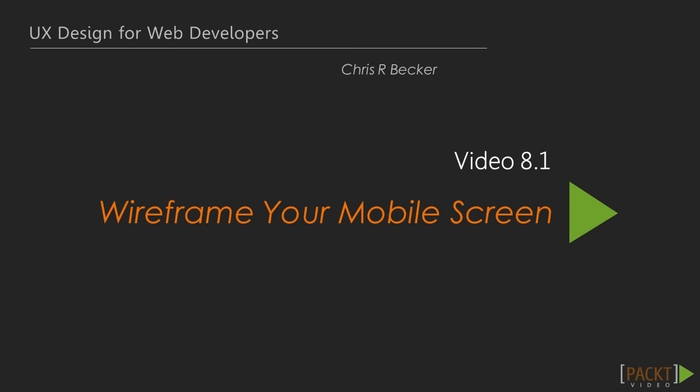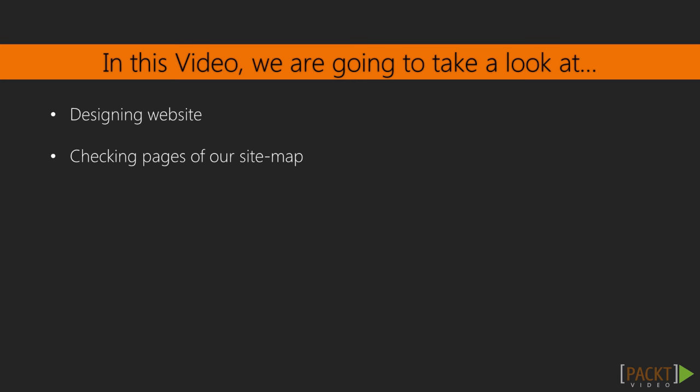In the first video on wireframing mobile screens, we'll take a look at designing the next section of our site and checking off pages from our sitemap. Any website is a system of interconnected pages and interactions. And when we design, we need to consider the end-to-end user experience: how a user comes in to the website, and what device do they use, and then how do they leave, and under what circumstances.